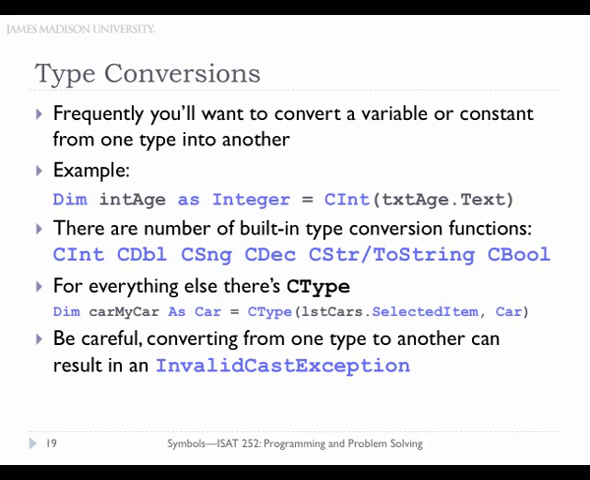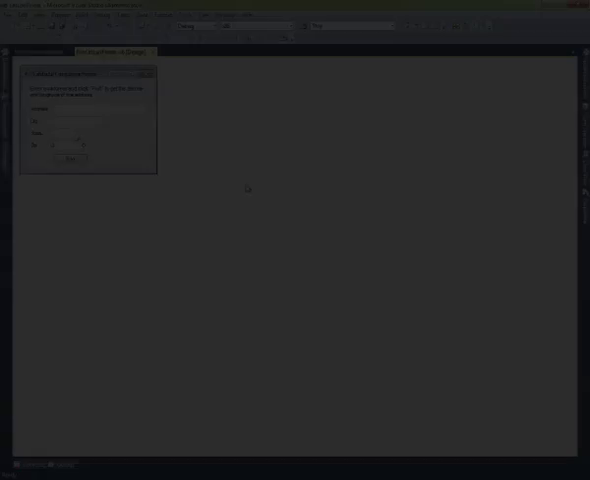There's an example of that in the demo where if someone tries to type a non-numeric value into the zip code box, it results in an invalid cast exception, and we catch that and take the person back to the form and make sure that they enter a number. So let's take a look at the programming demo now.